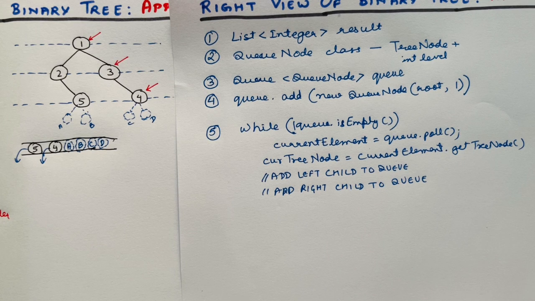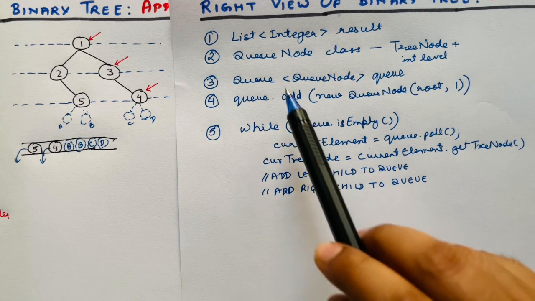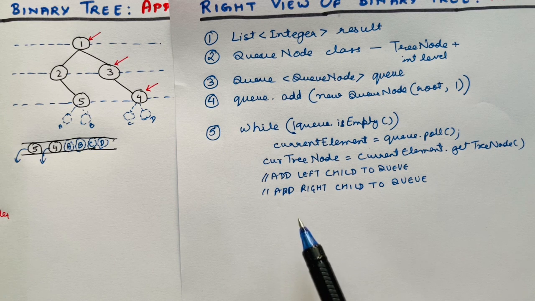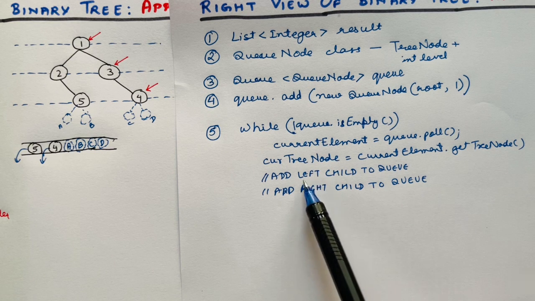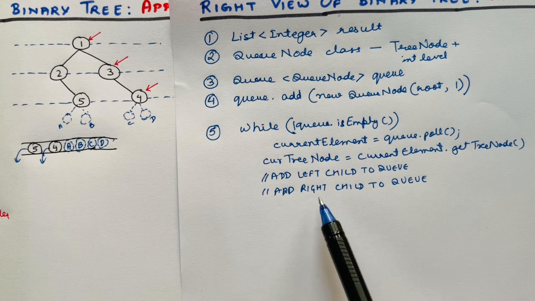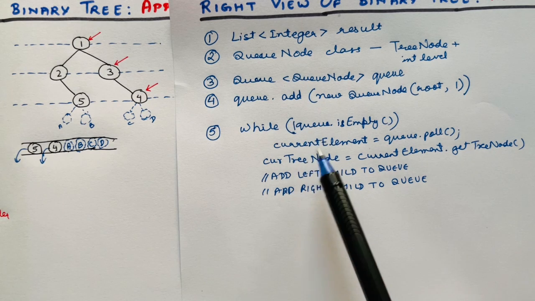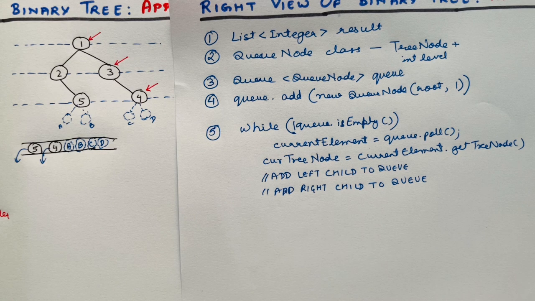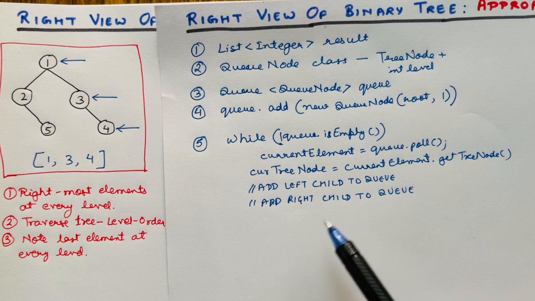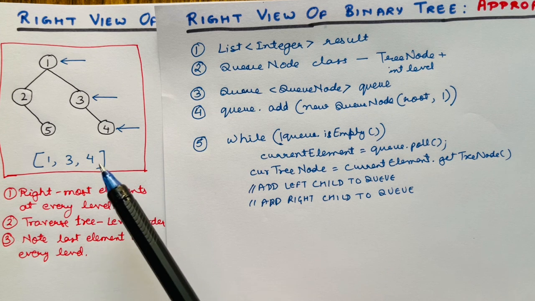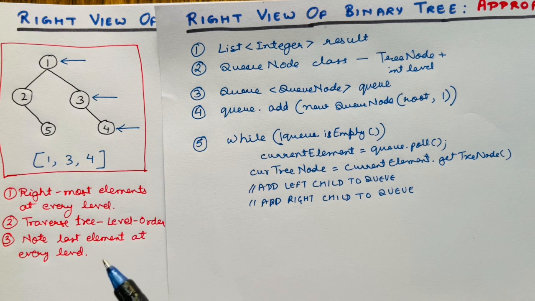But we have to keep in mind that in the queue, we will have to add them as queue node instances. So for every tree node, left child and right child, both of them, we will be constructing a queue node instance and then we will be adding it to the queue. Adding left child and right child to the queue will ensure that we are traversing the tree in level order.